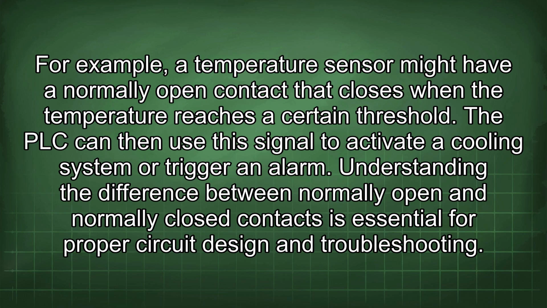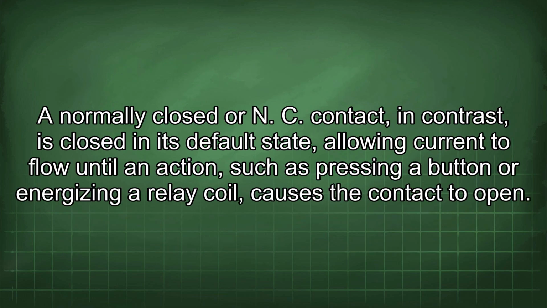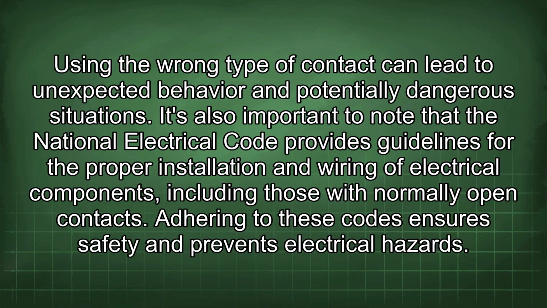Understanding the difference between normally open and normally closed contacts is essential for proper circuit design and troubleshooting. A normally closed, or NC, contact, in contrast, is closed in its default state, allowing current to flow until an action, such as pressing a button or energizing a relay coil, causes the contact to open. Using the wrong type of contact can lead to unexpected behavior and potentially dangerous situations.